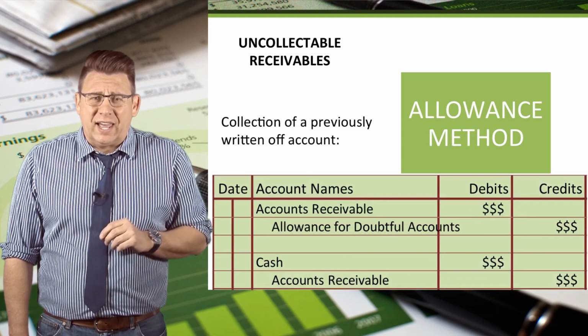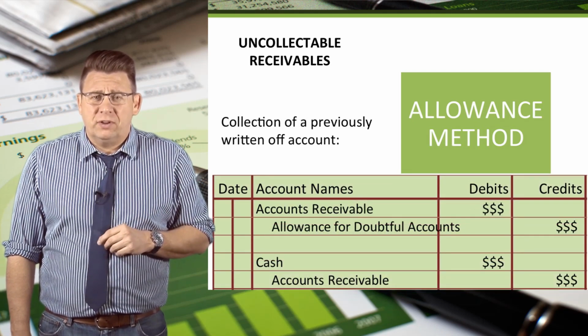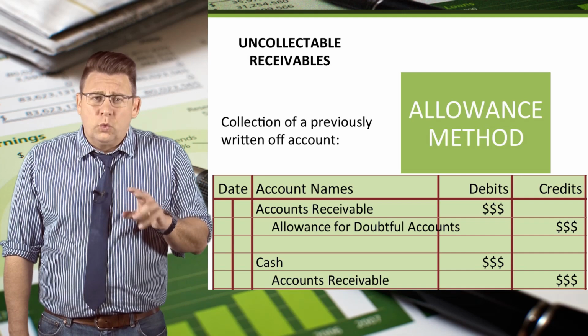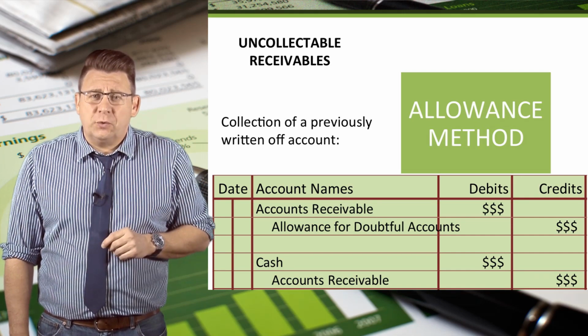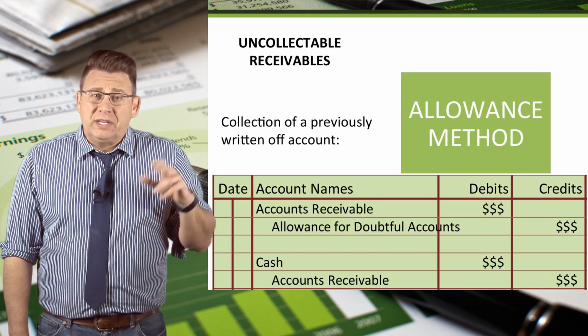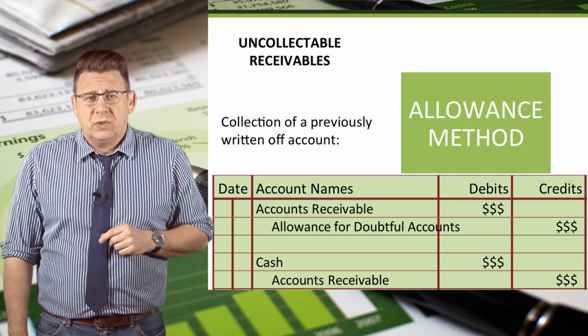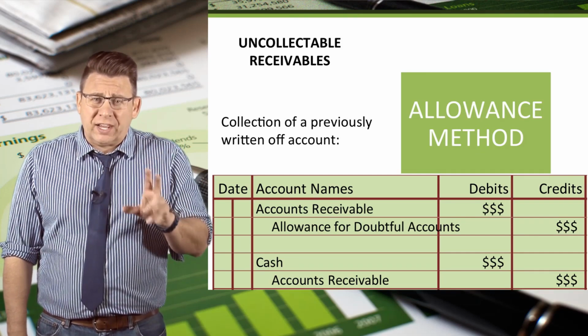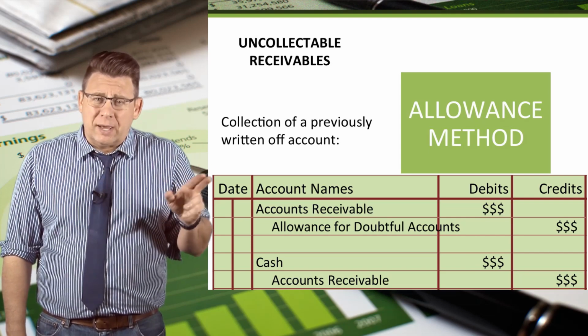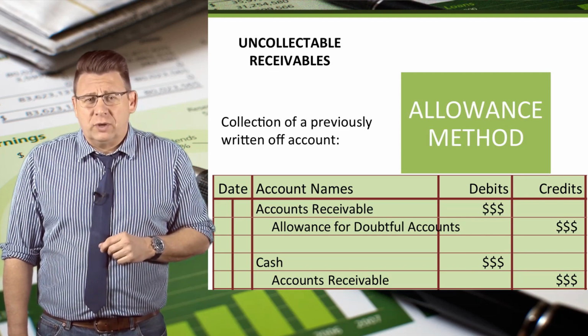Sometimes we collect an account that was previously written off. To do this, we need to first reverse the write-off entry. So we debit accounts receivable and credit the allowance for doubtful accounts. Then we can record the collection from a customer, which is a debit to cash and a credit to accounts receivable.